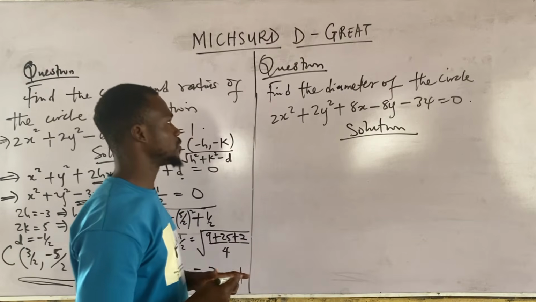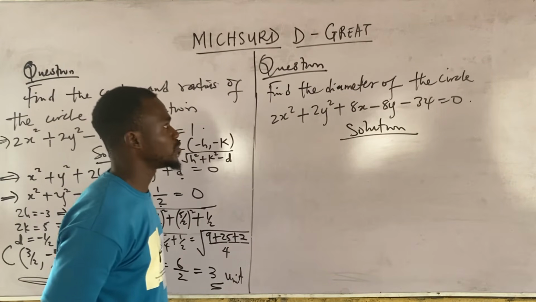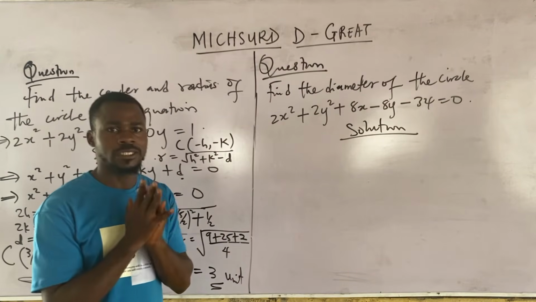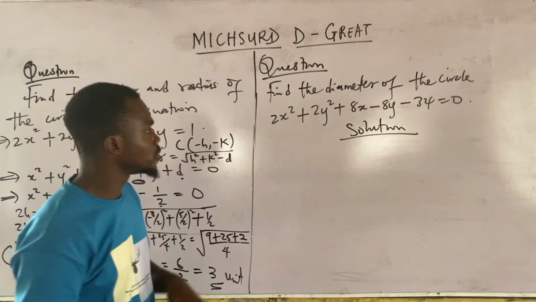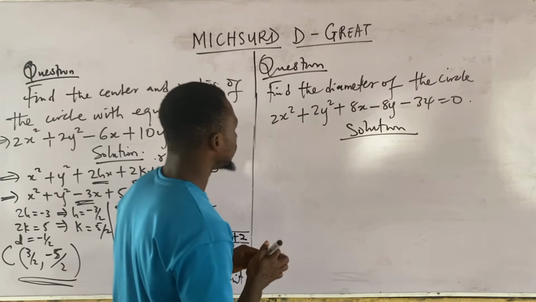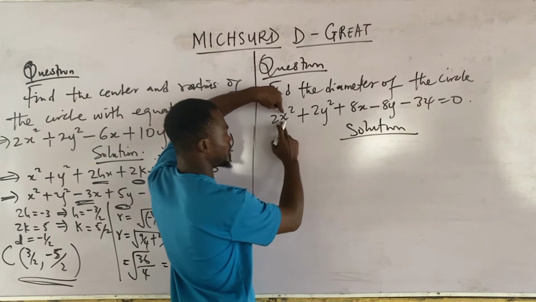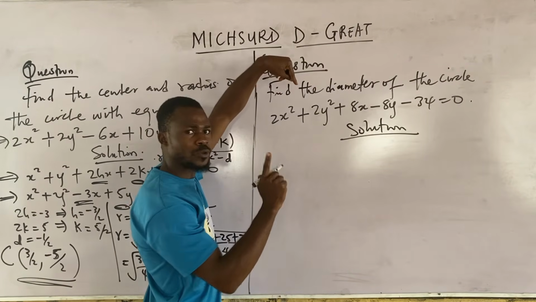Now we have another question. Here we want to find the diameter of the circle. So the question is strictly on the diameter of the circle. So we have the equation given this way. So just like we solved here, we are going to divide through by 2 because we want the coefficient of x squared and y squared to be 1.